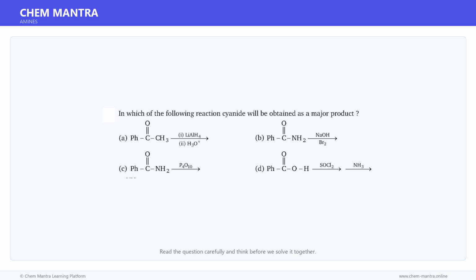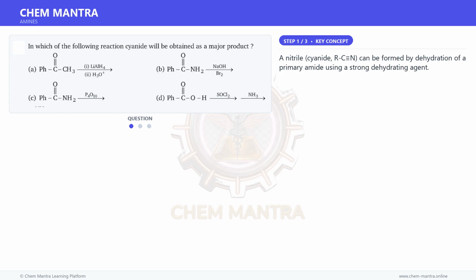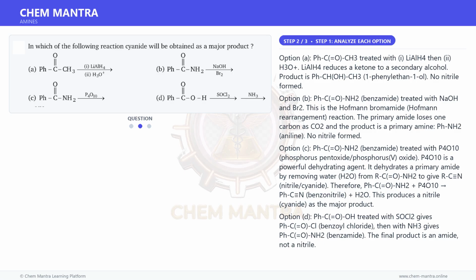Here is a question. Read it carefully and think about the answer. Let us solve it step by step. Let us first understand the key concept here. A nitrile, cyanide, RCN, can be formed by dehydration of a primary amide using a strong dehydrating agent. Moving on to the next step.